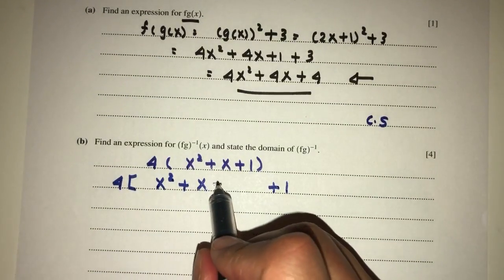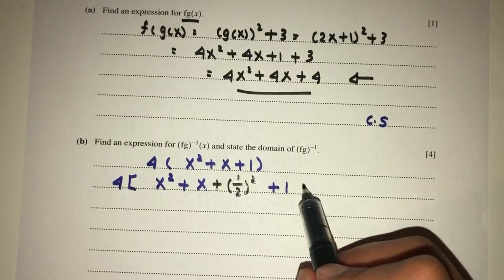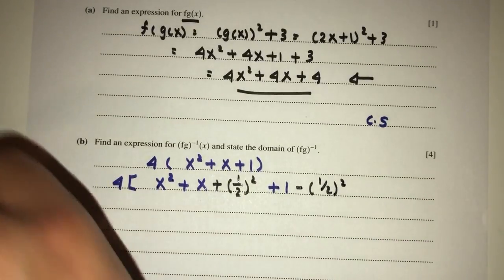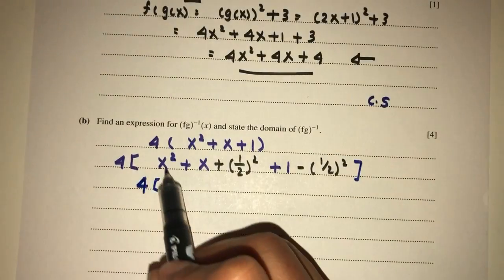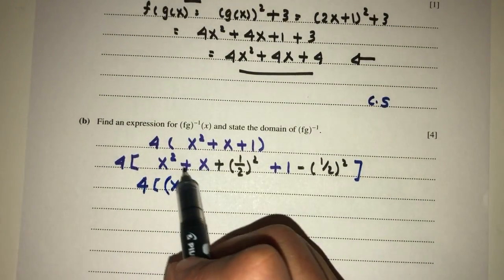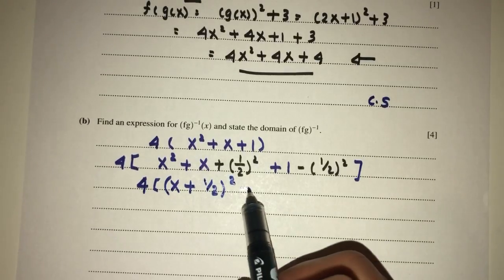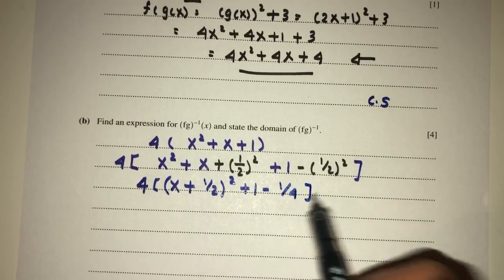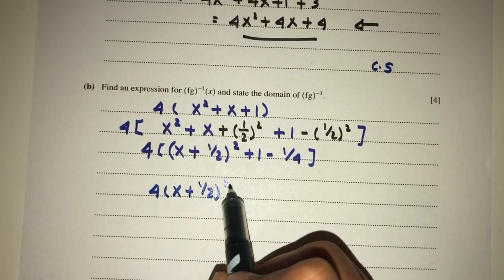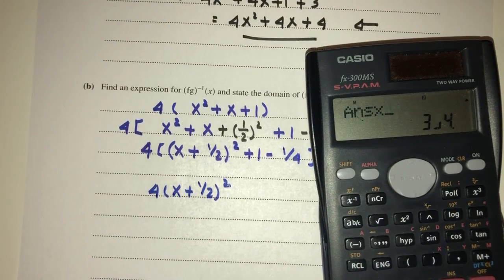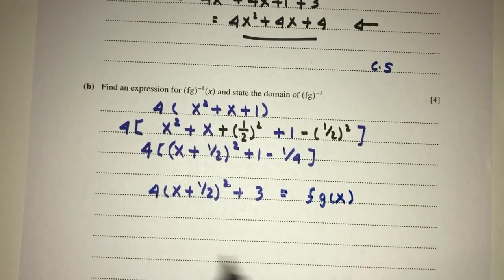Now here, I have to add some value. The value I will add is the value in front of x, which is 1, divided by 2, squared. Now when you add something, you also have to subtract the same value. Now we can write this down. This will become 4. x squared will become x. Put bracket here. Plus here will become plus. Half will become half. Square, square. And we have plus 1 minus 1 over 4. Let's simplify. You will have 4 times x plus half squared. So what is 1 minus 1 over 4 times 4? It will be plus 3. So this is your equation f of g of x, but in complete square form.